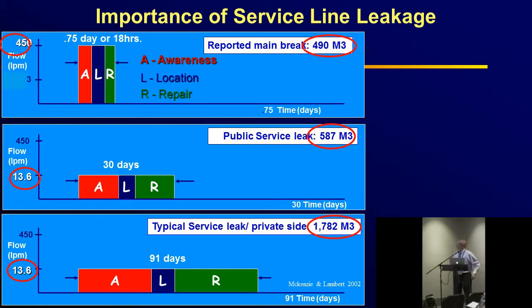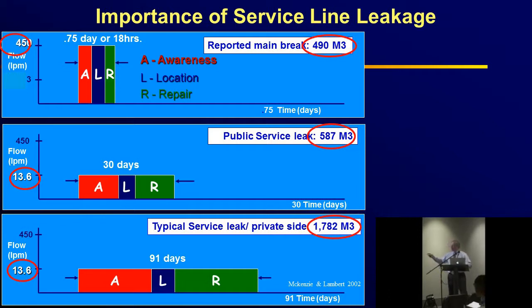So let's have a look at the volume of water that's lost here. The importance of service leaks. As an example, you've got a main break in the order of 450 liters per minute, and typically these will show up, and that's a high urgency, and the utility responds very quickly. You could be looking at something in the order of about 18 hours of total runtime. Awareness, locate, it's showing up on the road, and we deploy the crews all in the same day.